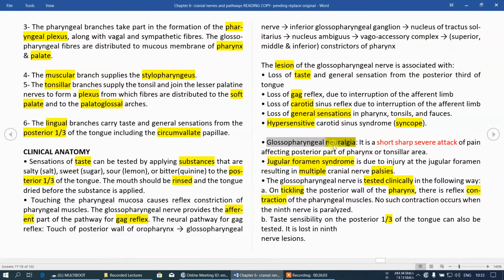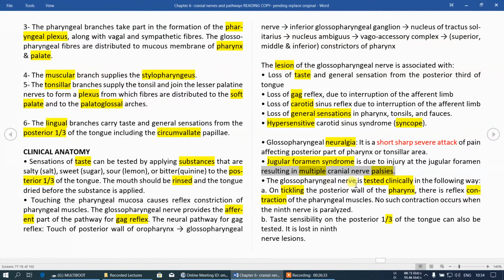Inflammation of the nerve is glossopharyngeal neuralgia. There will be short, sharp and severe attacks of pain in the distribution of the whole of the nerve's area. Jugular foramen syndrome is a space occupying lesion or compression of the jugular foramen. It results in multiple cranial nerve palsy. Multiple means the 9th, 10th and 11th cranial nerves.